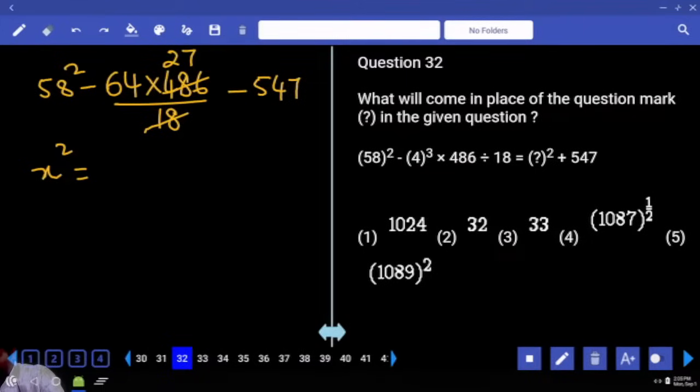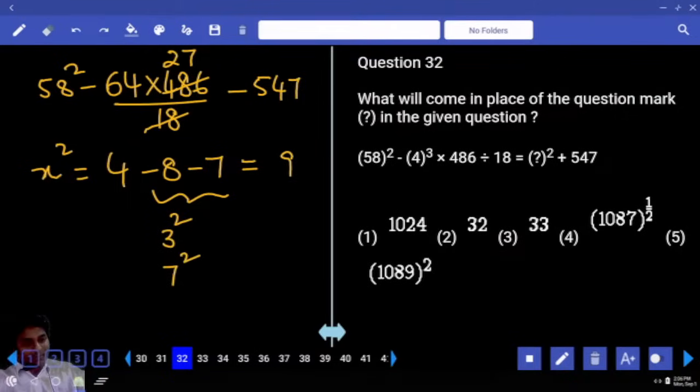58 square ends with minus 4 into 7 ends with minus 7. These are both negative numbers. Sum of both the negative numbers 15. 4 minus 5 ends with 4 minus 5. Ends with which square ends with 9? Either 3 square. How many options are there?